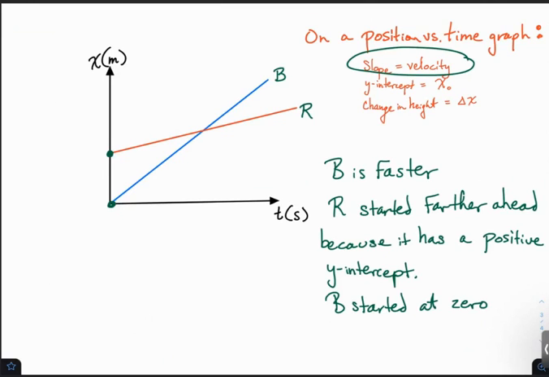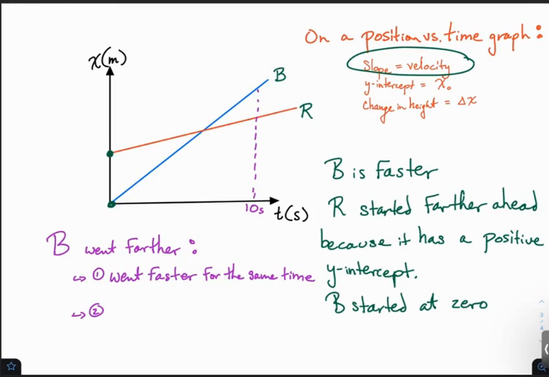So then the question is, which one went farther at 10 seconds? So if this is 10 seconds, which one is farther? Well, the answer is B. And B went farther for two reasons. Can you think of both? Well, there's two reasons B went farther. The first is that it went faster. And if you travel the same amount of time and you are going faster, then you'll go farther.